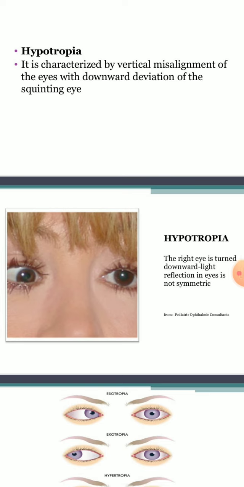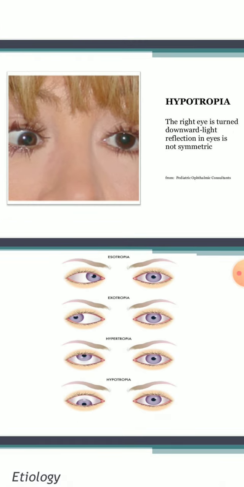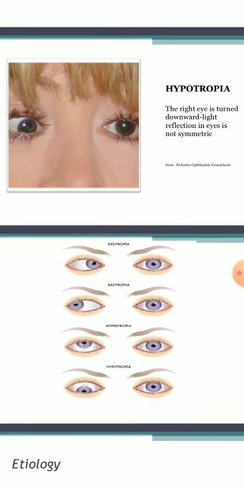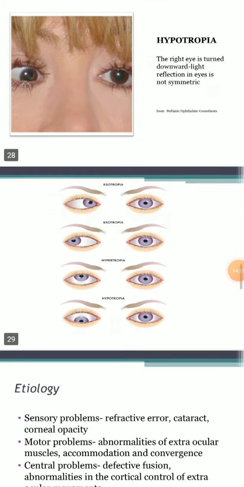Hypotropia. It is characterized by vertical misalignment of the eye with downward deviation of the squint eye. The right eye is turned downward, light reflection in the eye is not symmetric.